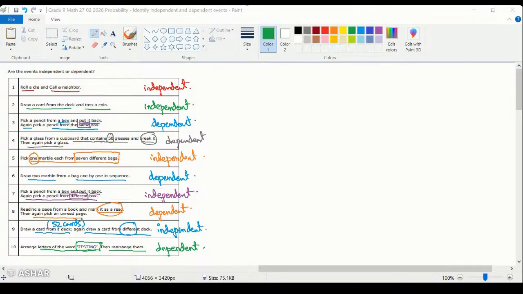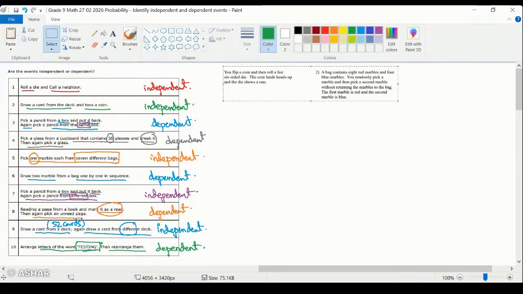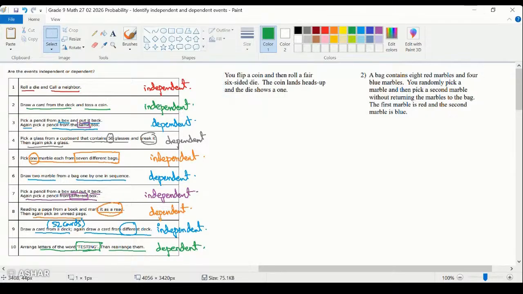Okay, let's suppose if we have, let me just copy. So I would say this is question number 1 and question number 2. Let this be question number 1. We need to identify whether it's a dependent or an independent event.